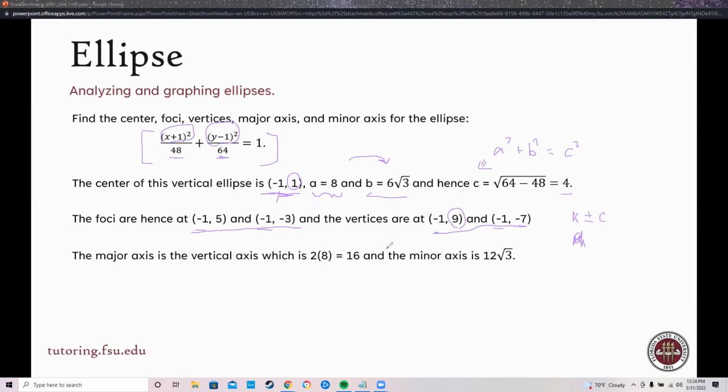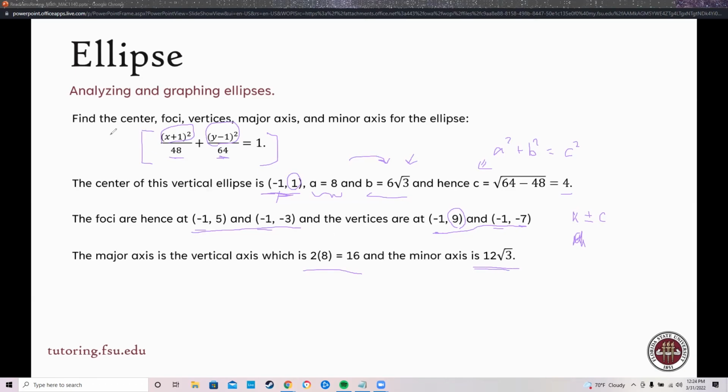And then the major axis is the vertical axis, multiplying 2 by 8 to get 16. And then the minor axis is 8 root 3, doing the same thing for b. Because recall the major axis is 2a and the minor axis is 2b.